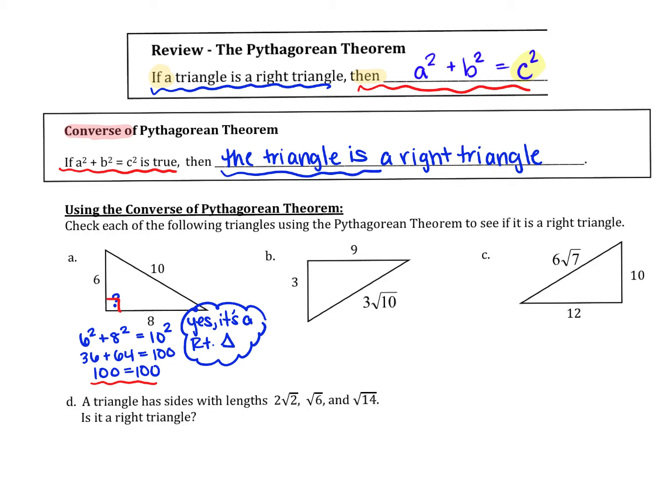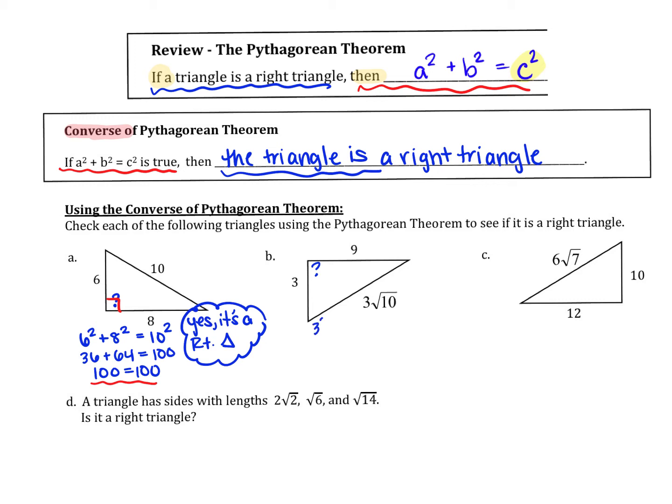So let's do the next one. On the next one, you have 3 root 10. If you're not sure if that's the hypotenuse, even though it looks like it is, you can plug it into a calculator to check. When you plug that in, it's approximately 9.5, making it the hypotenuse, so it is the larger side. So we're just going to do the Pythagorean theorem again.